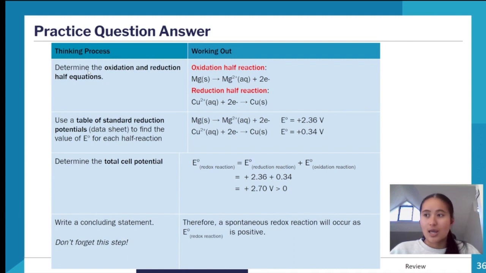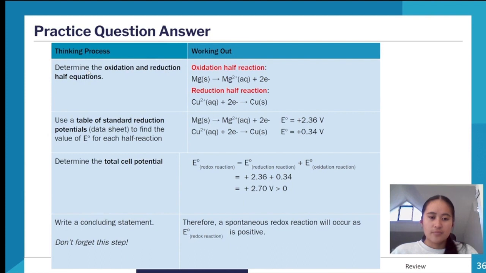Then you look on your data sheet. Sorry, that was really badly worded. Okay, so on the data sheet, the copper is the reduction. Copper is being reduced, so you're using that normal potential. Then magnesium was originally negative, but since we're flipping the equation around, it becomes positive. Then you just add them together, and you have 2.7. Since it's positive, that means it is going to be spontaneous. I should have led with that, but if the potential of the redox reaction is positive, that means it is going to occur spontaneously.